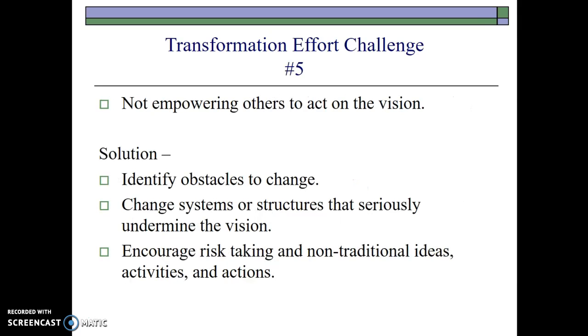Another challenge is not empowering others to act on the vision. Everybody needs to understand what their roles are, but also be allowed to step outside that box and take a chance, and use some non-traditional ideas and activities to carry your message forward. And if you find that there are certain obstacles, or sometimes people are obstacles, you may need to challenge them a little bit more, share the issues that you're having with that person, or their way about going things, and change the way it's being carried out.